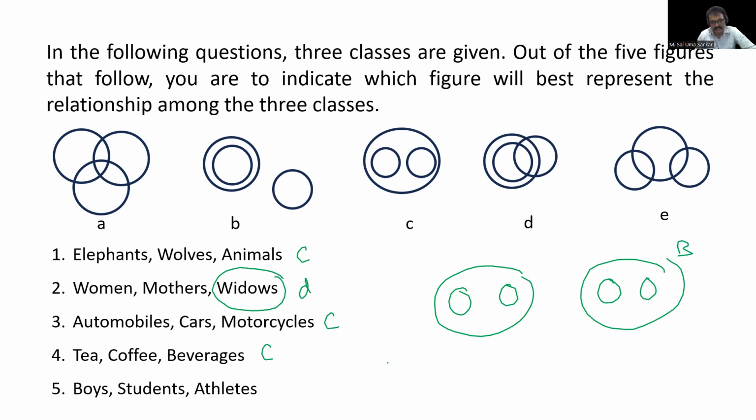Boys, students, athletes. See, let us take this as the boys. Now some boys are students, some students are athletes. So what is the answer? Answer is option A. Is it clear? Some boys are students, some students are athletes, some boys are athletes. And what about this intersection part? It represents boys, students, and athletes also. So what is the answer? Option A. This is the logical Venn diagram.